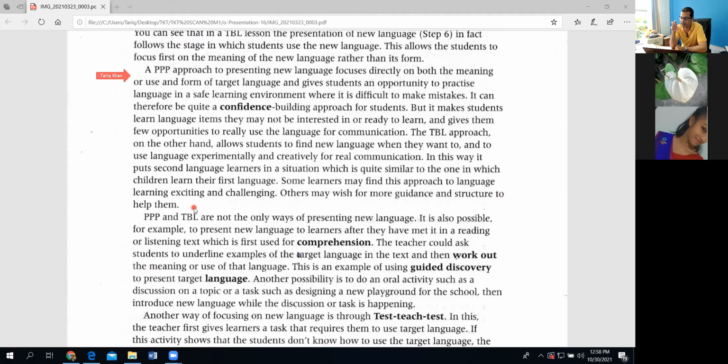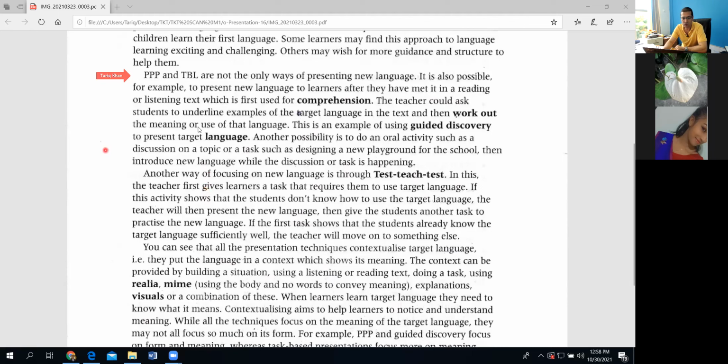Is this clear? The analyzing of both PPP and the TBL, both sides. So it is just to get an idea, but in your own time, you have to go through that word by word to understand it perfectly. Okay. Now coming further, the discussion goes on. PPP and TBL are not the only ways of presenting new language. Now they told you these two methods are there, but this is not the only way. You know, these are the two ways they said you can present the lesson in.